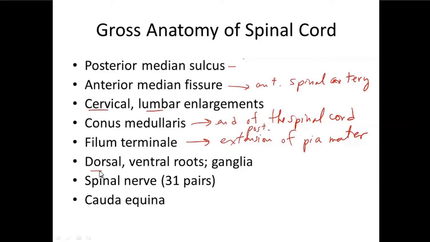You have your dorsal and ventral roots, and you also have the dorsal root ganglion. That's the part that has the aggregates of nerve cell bodies in the peripheral nervous system. Then you have the 31 pairs of spinal nerves, and you have the cauda equina. That's the mesh of spinal nerves that come off of the conus medullaris, and eventually this network of nerves will enter into the sacral canal.